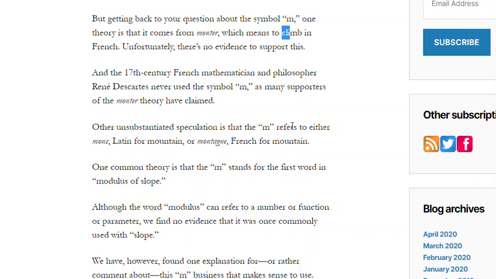Another theory says that M refers to mons, which is a Latin word for mountain, right? So think about slope as rising up like the side of a mountain. Those are just some examples of why M is used. No one knows for sure where M came from, but that's just what we call it in math. So you have to know that slope is represented by M.